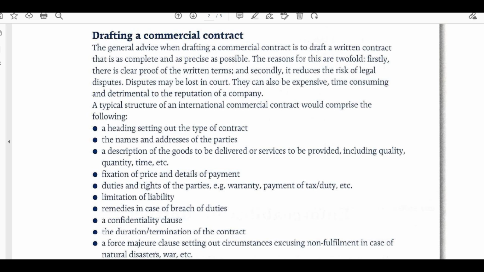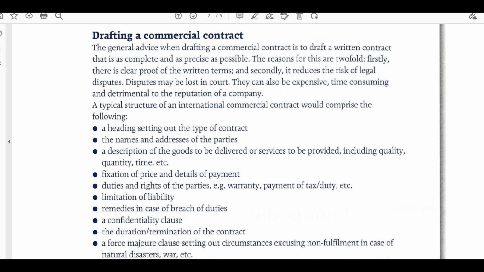Now, I will give you the description of a commercial contract. So that's drafting a commercial contract. Actually, the general advice when drafting a commercial contract is to draft a written contract that's complete and as precise as possible. The reasons for this are twofold.